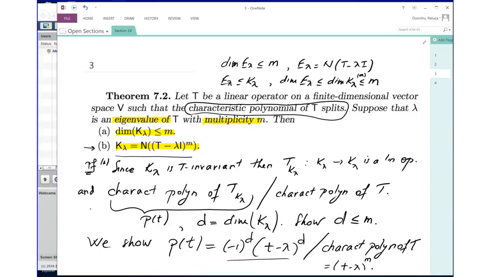Now, easy to say, but hard to do. I mean, who is this K lambda? We haven't computed any of them, right? It's just the null space of the Mth power of some strange operator, right? Well, it turns out that the bases for K lambda have a very special form. They will have the form of what will be called a cycle of generalized eigenvectors. A very specific format that you need to look at.